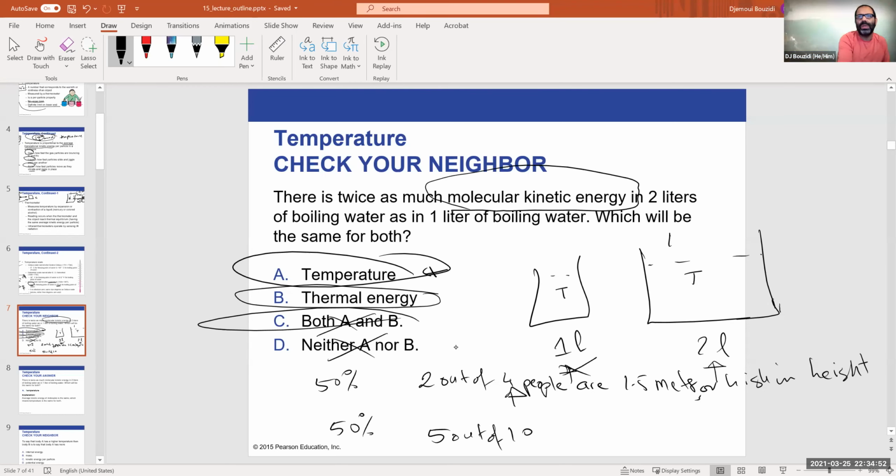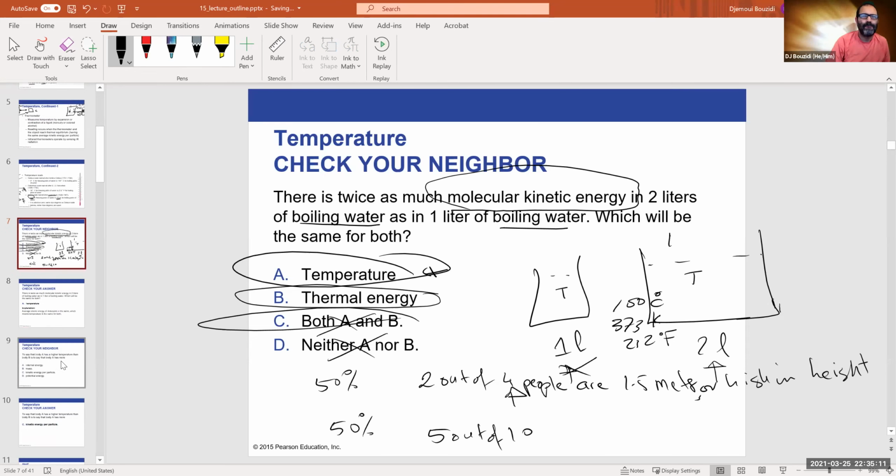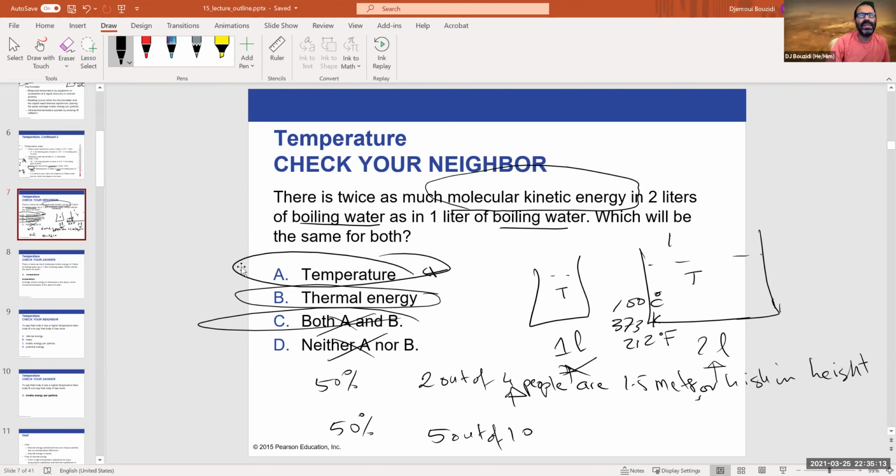As a matter of fact, another key word here is boiling water. The temperature is actually 100 degrees Celsius or 373 Kelvin or 212 degrees Fahrenheit. It's the same thing. They have the same temperature in this situation. Does this make sense? Yes, it does. Okay, very good.